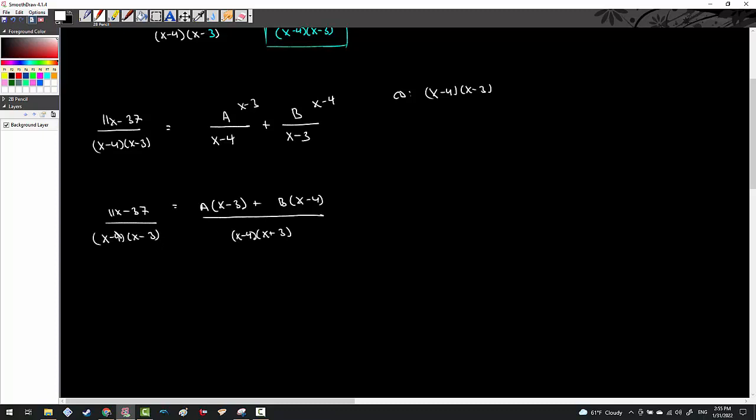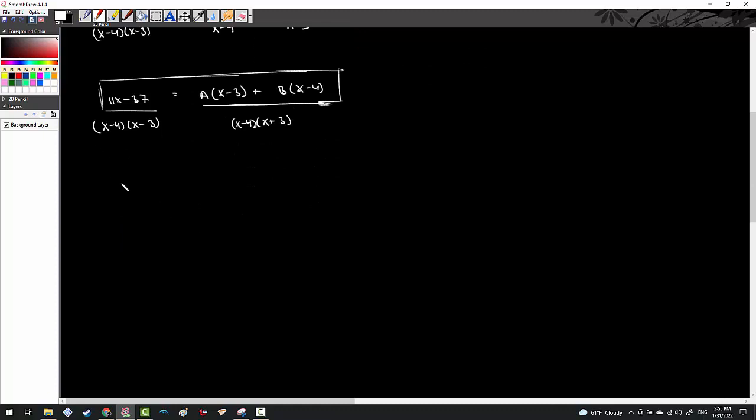Now, back when we solved rational equations back in Integrated 3, we learned that once the denominator was made the same, we could just set the numerators equal to each other. So we could then say that 11x minus 37 is equal to A times (x minus 3) plus B times (x minus 4). At this point, I'm going to write this problem down twice because there are a couple of ways we can solve this. If I haven't made it clear, I apologize, but we are going to be solving for A and B. That's what we're trying to find.